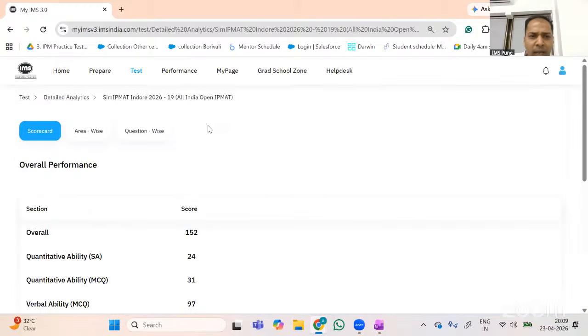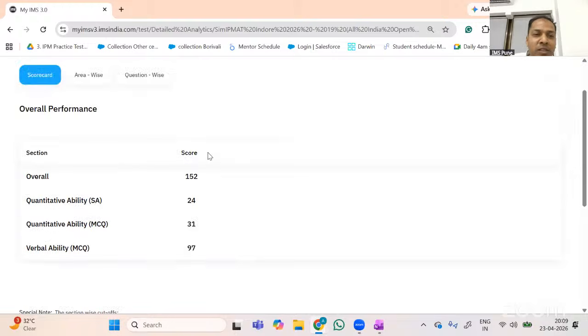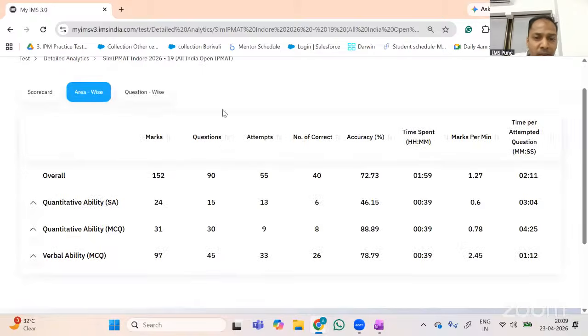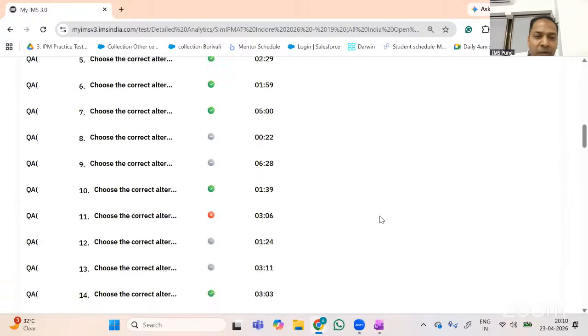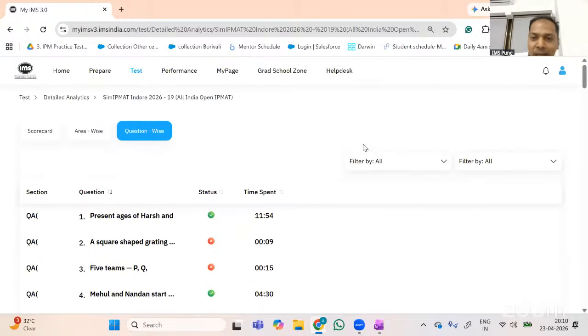I think I attempted 8, so maybe I've got a couple of them incorrect. MCQ section, the cutoff was 28. I've scored 31. So that's quite a close call there. But then if I've just cleared the QA cutoffs, I should have done well in the verbal ability section. But in the verbal ability section, I've missed the cutoff by a small margin, by 15 marks rather. So I need to analyze and identify where I could have done better.